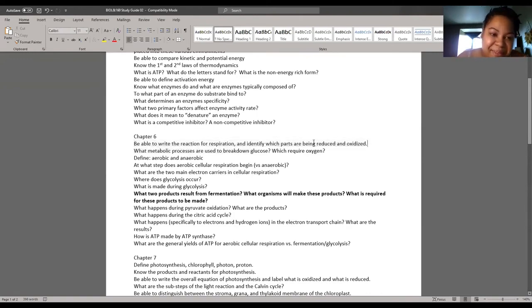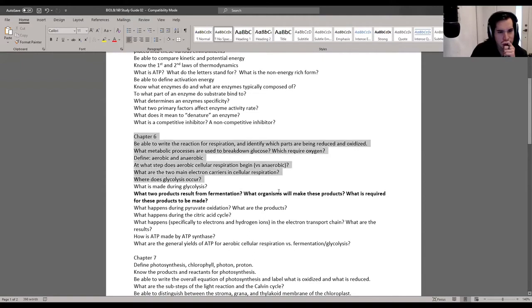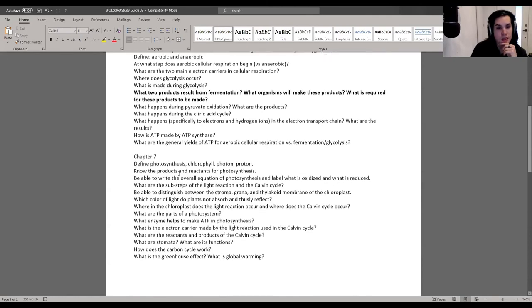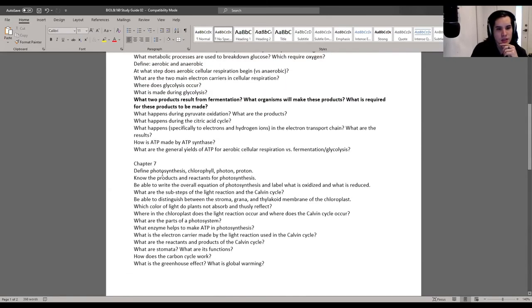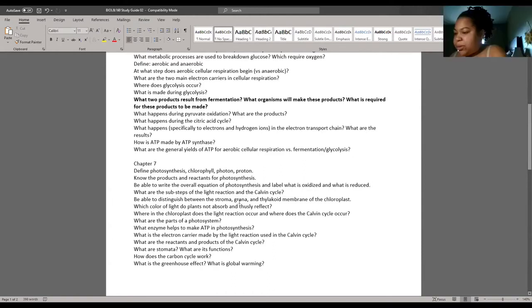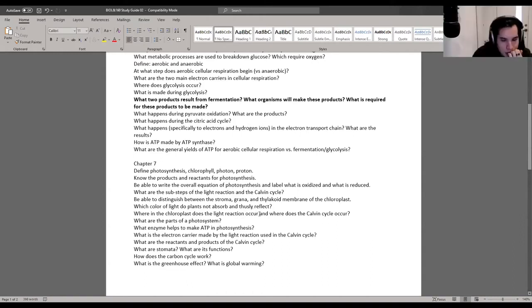Yeah, so I think I actually go over chapter 6. I go over this whole part. So I write out the reaction for respiration. I define aerobic and anaerobic. Let's look at photosynthesis a little bit. Write the overall equation of photosynthesis, and what's oxidized and what's reduced. I think this was my shortest set of notes. So if you want to give me some extra, I will take it. When chloroplasts and the light reaction occur.